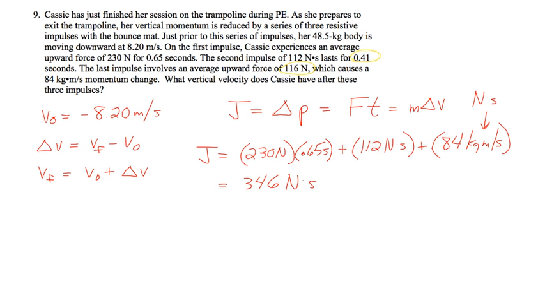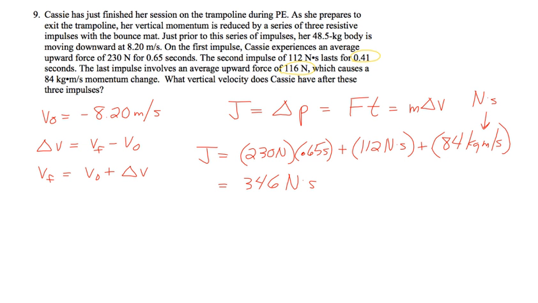So all of these things here are equal. Impulse equals force of impact times time of impact. Change in momentum equals mass times change in velocity. Impulse equals change in momentum. So whatever helps me figure out this answer, that's what I'm going to solve for. So I know that, and I know her mass. She's 48.5 kilograms. So if I know the mass and I know that, I can solve for the change in velocity.